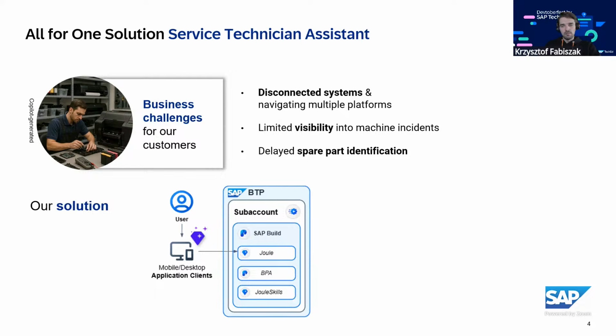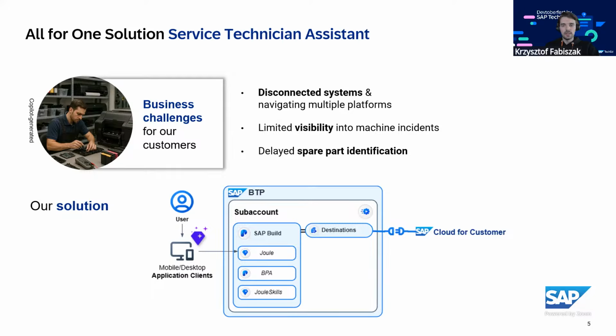Together with our team, we've prepared the solution, the Service Technician Assistant, that can help solve those challenges with Joule, a skill-based maintenance assistant to support technicians with AI-driven service workflows. The solution provides a unified access point via SAP Joule, of course. Technicians receive only the data they need, reducing cognitive load and time spent searching. We've also integrated another solution from the SAP Build family, SAP Build Process Automation, where we can start expense approval workflows directly from Joule.